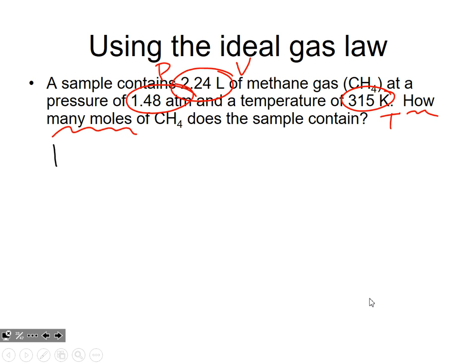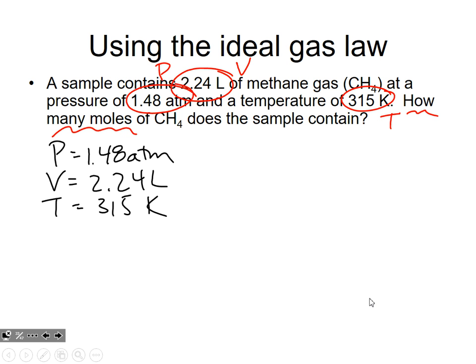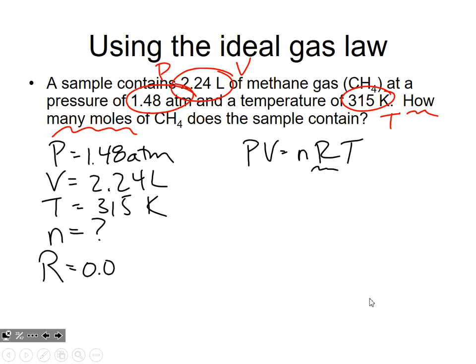So it gives us pressure, it gives us volume, it gives us temperature, and it asks for moles, so that's n. We have PV equals nRT, which means the other thing the problem hasn't given us is R. But remember, R is a constant. R is never going to change. It's always going to be 0.0821 liter atmospheres per mole Kelvin, which means we have P, V, T, and R, and we're solving for n. So we have everything that we need, and then we're just plugging in and solving.